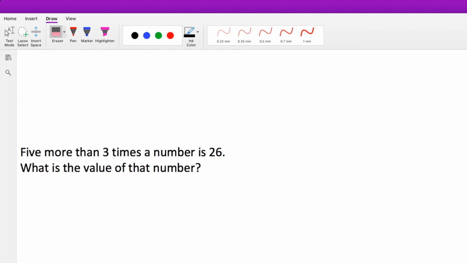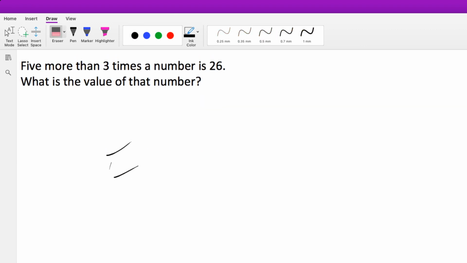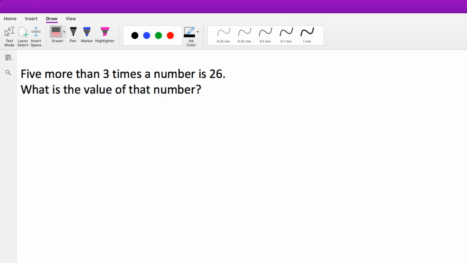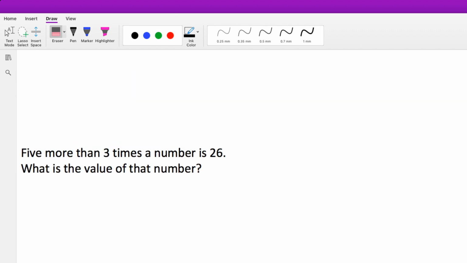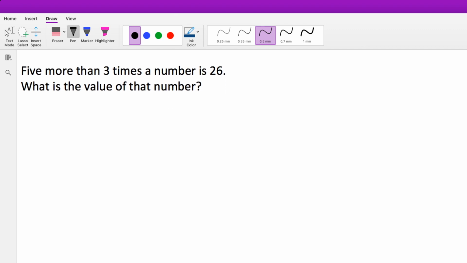All right, now the last question. Let me make some more room. There we go. It says, 5 more than 3 times a number is 26. What is the value of that number? At first we might be like, I have no idea what this is. We have not seen anything similar to this in these earlier examples. But we actually have. It's just been written a different way. It says 5 more than 3 times a number.